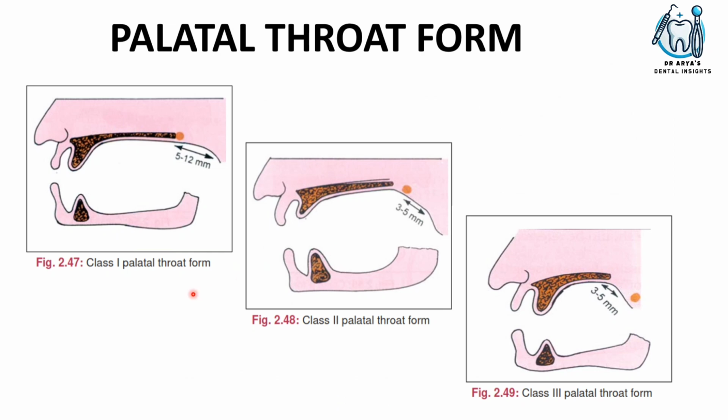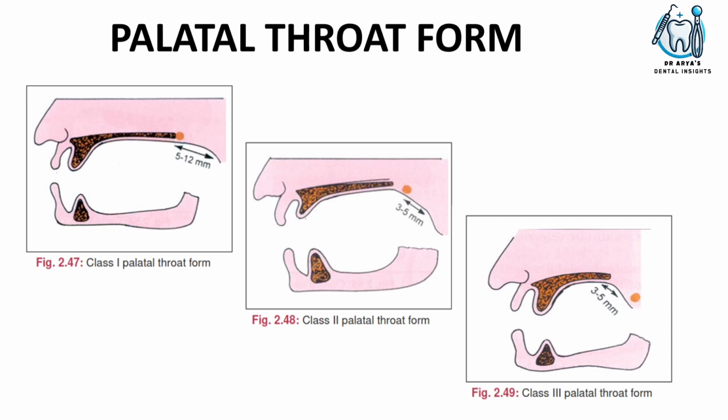Palatal throat form. House classified palatal throat forms into class 1, class 2 and class 3. Class 1 palatal throat form is large and normal in form, with a relatively immovable band of tissue which is 5 to 12 mm distal to a line drawn across the distal edge of the tuberosities.